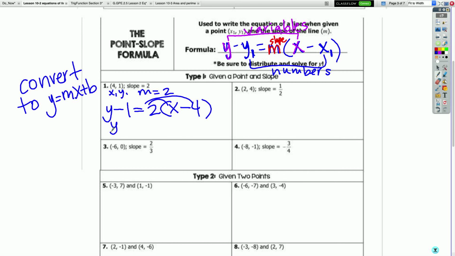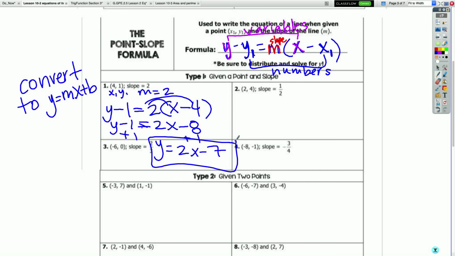So I get y minus 1 equals 2x minus what? Minus 8. And now I can do that last step of adding the 1, just to the like terms. So my final answer is y equals 2x minus 7. So you plug it into point slope, and then you convert it back to y equals mx plus b. Go ahead and try example 2.